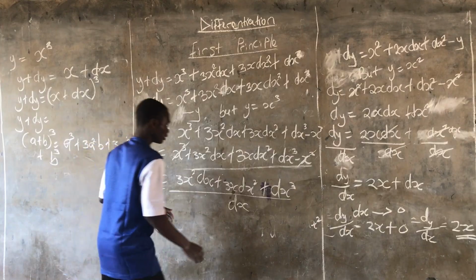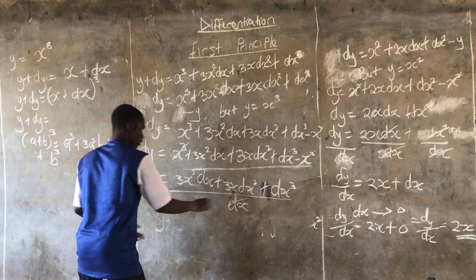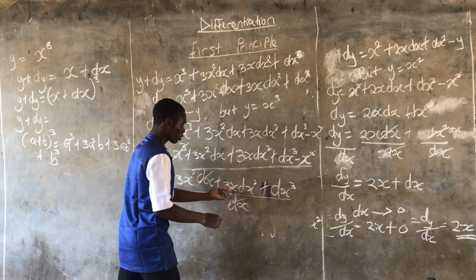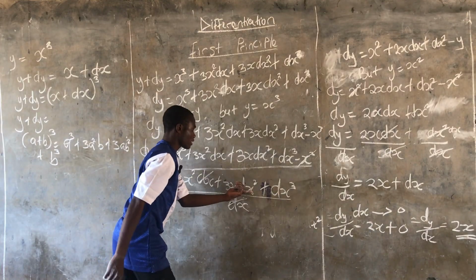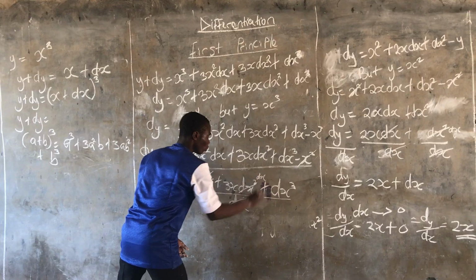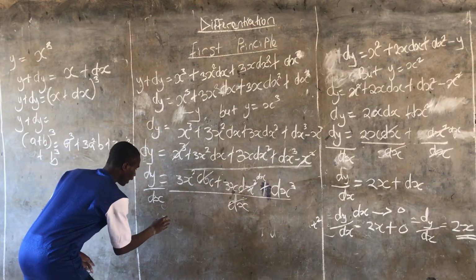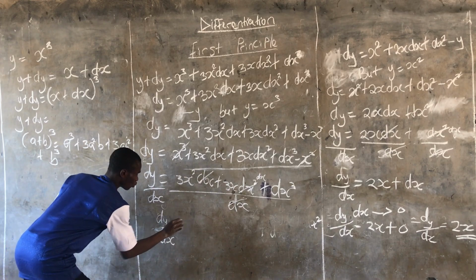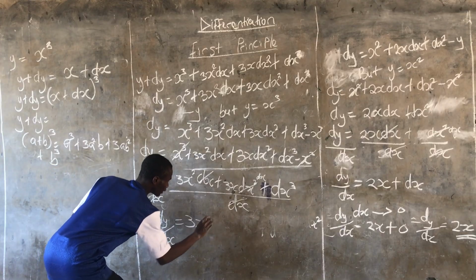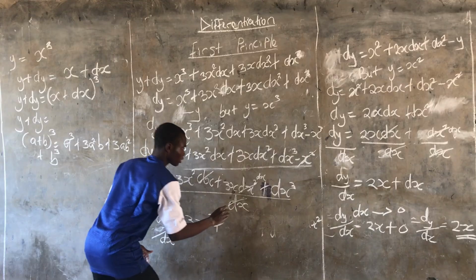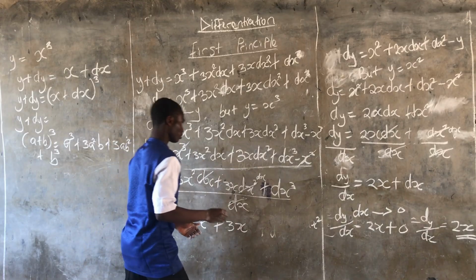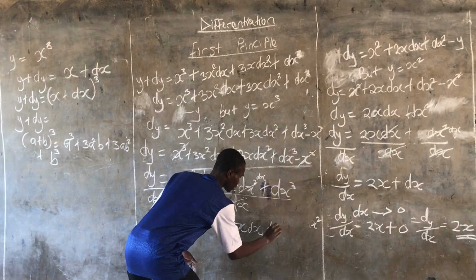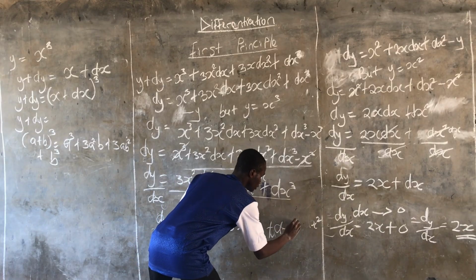So now we cancel ds here. The same ds we also cancel. We have 2 dx, we have 2 ds here, so it will cancel one and remain 1. So now we can say our dy over dx will be equal to 3x raised to power 2 plus 3x dx plus dx raised to power 3.